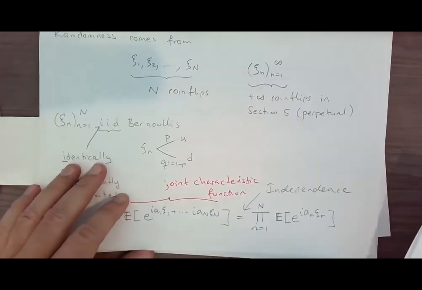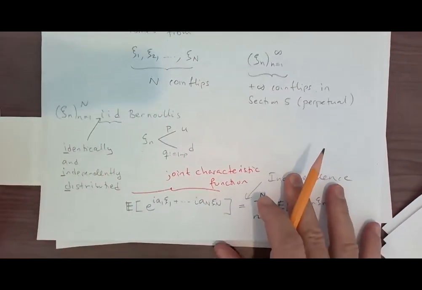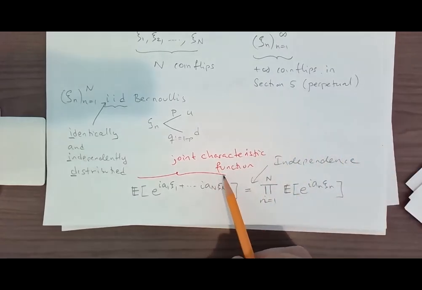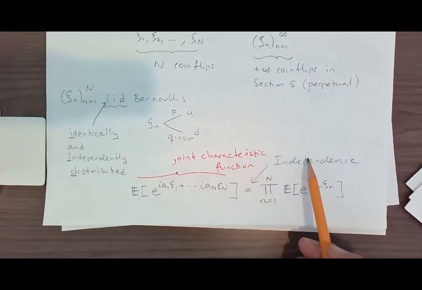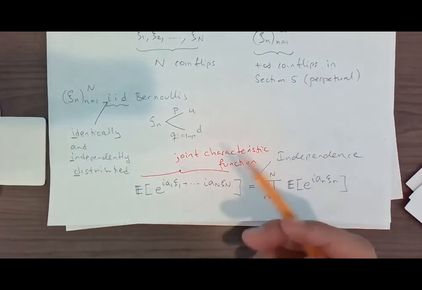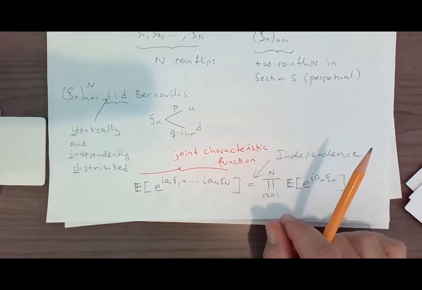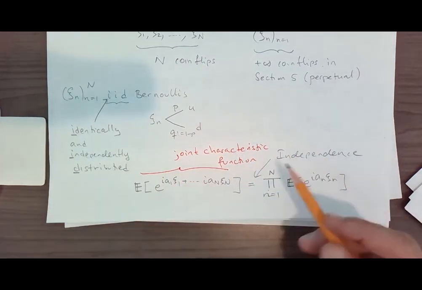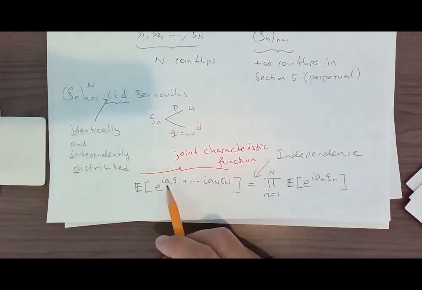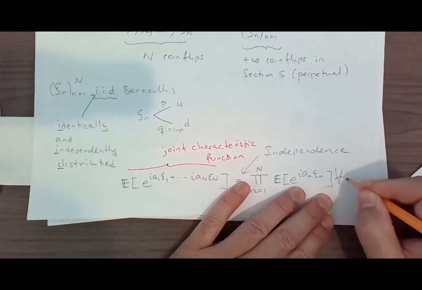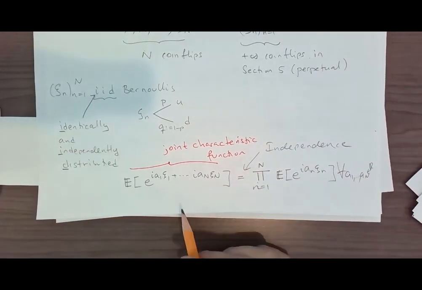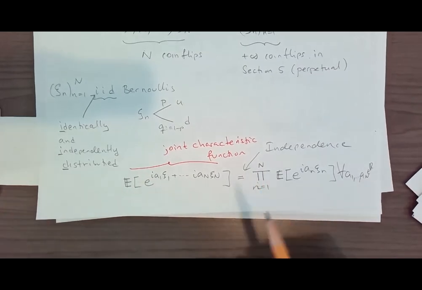So there are of course many equivalent ways of writing the independence property. And here I'm using characteristic functions to express this independence property. It says that my joint characteristic function, so when you have multiple of them, this here has to be true for any a1 up to an in R. When I have this property, I'm independent.